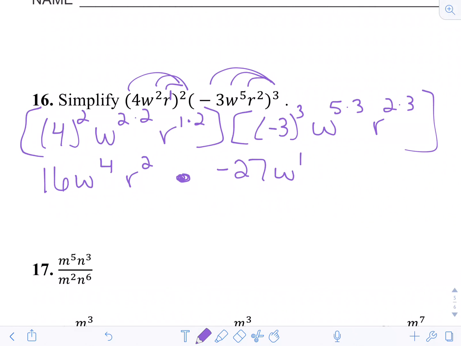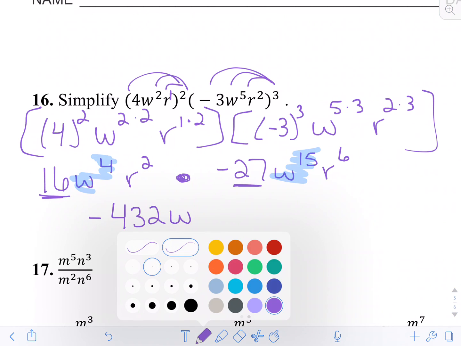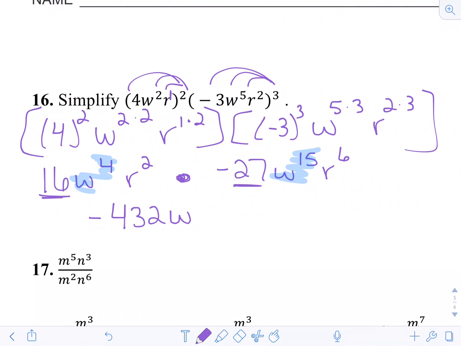5 times 3 is 15. And 2 times 3 is 6. Okay, now we're going to go ahead and multiply these big numbers. So 16 times negative 27 gives you negative 432. Okay, I'm looking at W's now, so I'm looking at these W's right here. Whenever you multiply, you add. So 4 and 15 give us 19.